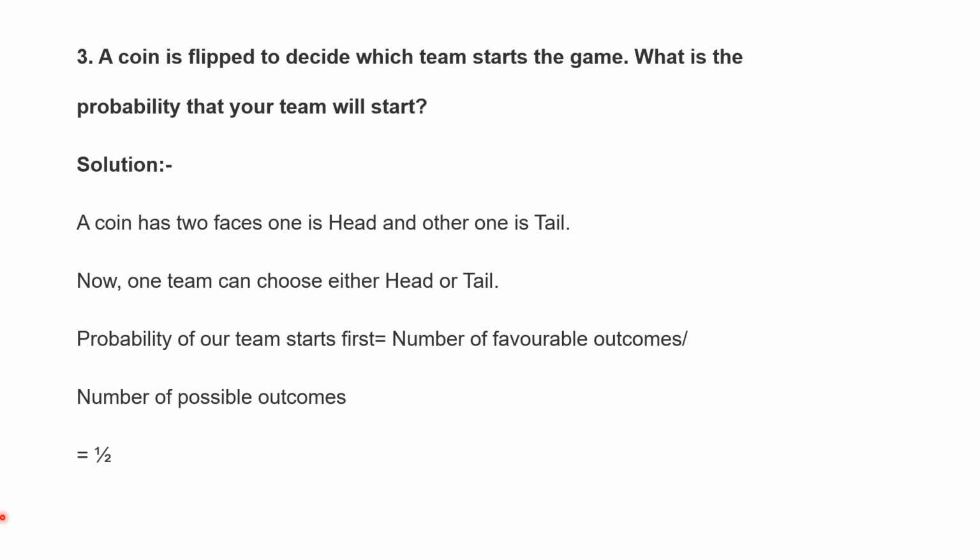And the chance of getting head is 1, or tail is also 1. Here the first team will select. If we get head, we will start the game, and they will toss the coin. So if they get the head, they will start the game. But what is the chance of getting head? That is only 1. They may get tail also. That's why the opposite team may start first. I hope you have seen this in cricket matches and all. Okay, so this probability is 1 by 2.